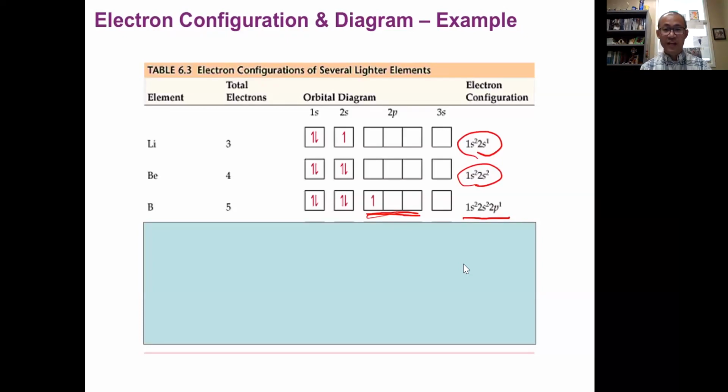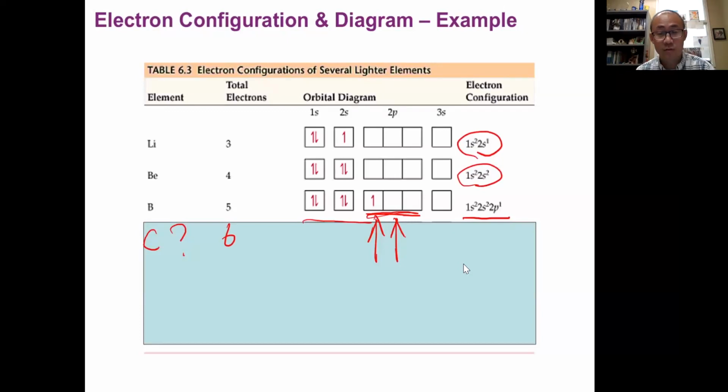Now, if we think about it, after boron will be what? Will be carbon, right? Carbon has 6 electrons because carbon is number 6. So that means you need to add 1 more electron to the 2p. The first 2 will be the same for carbon. So the question comes, do you add the electron to the 2p that is already half occupied, or do you add the 1 extra electron of carbon to a new 2p?